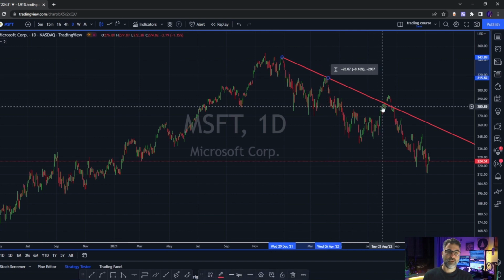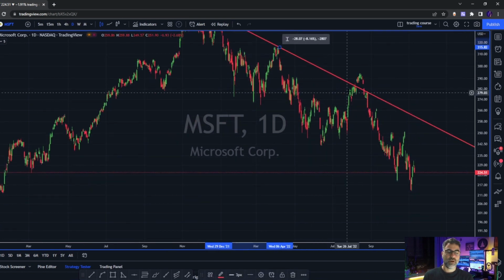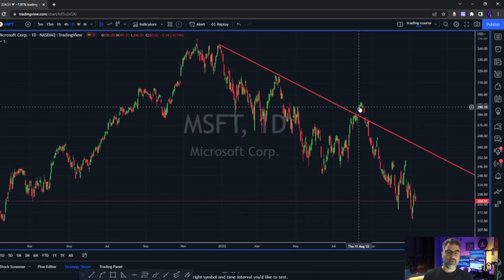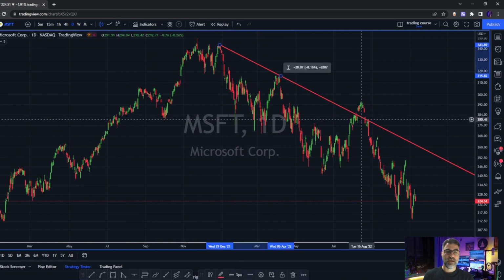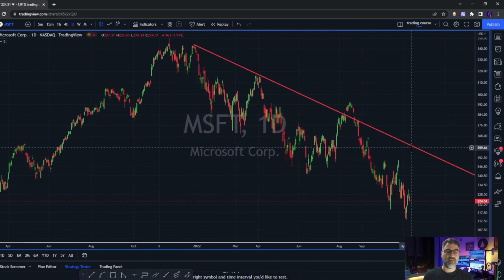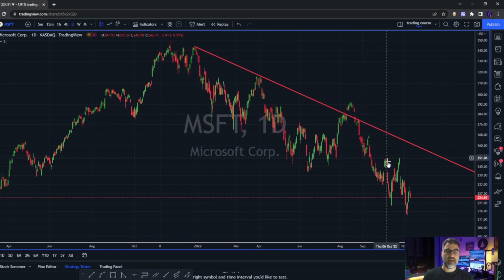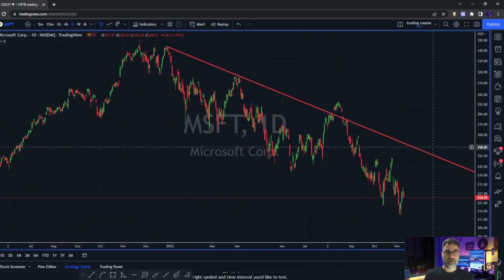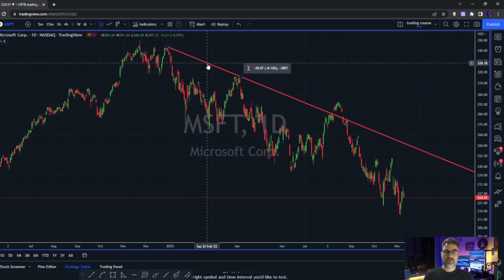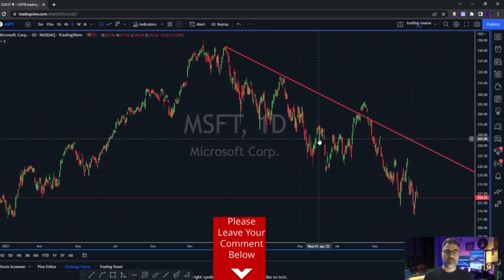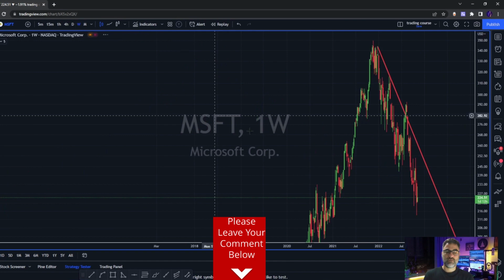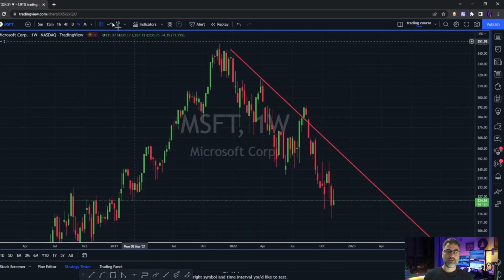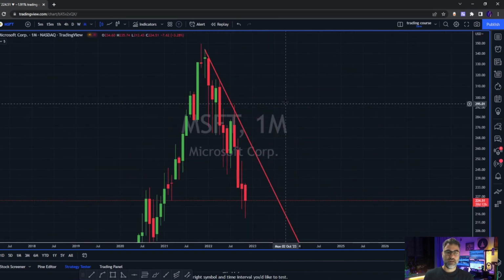It came here, broke above, and went back down, and we see this trend line holding as a resistance. So we can assume that the next time the price of Microsoft on the daily goes up, this trend line will act as a major resistance. Now we draw this line on the daily time frame. We can take it also to the weekly. Still holds. On the monthly, still holds.